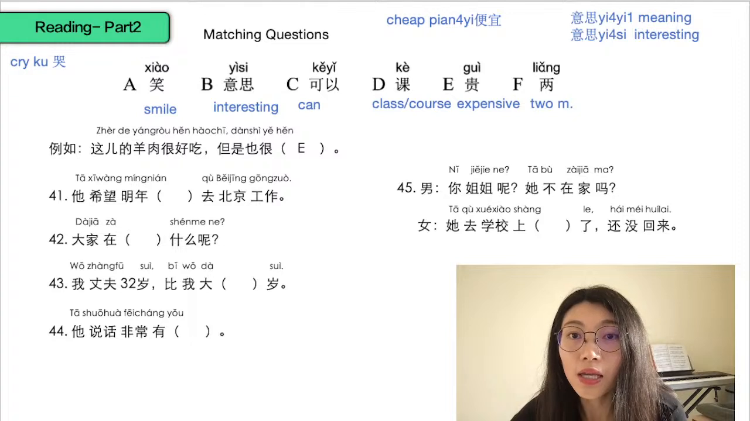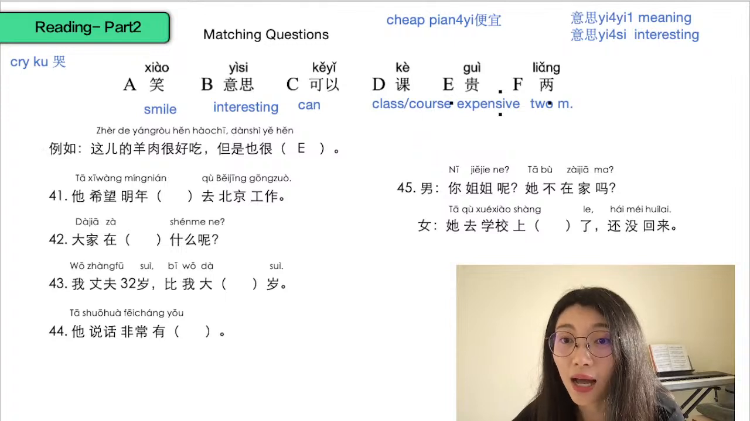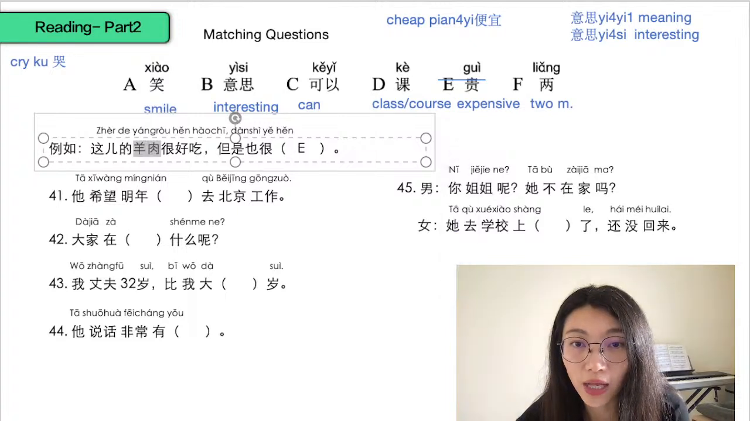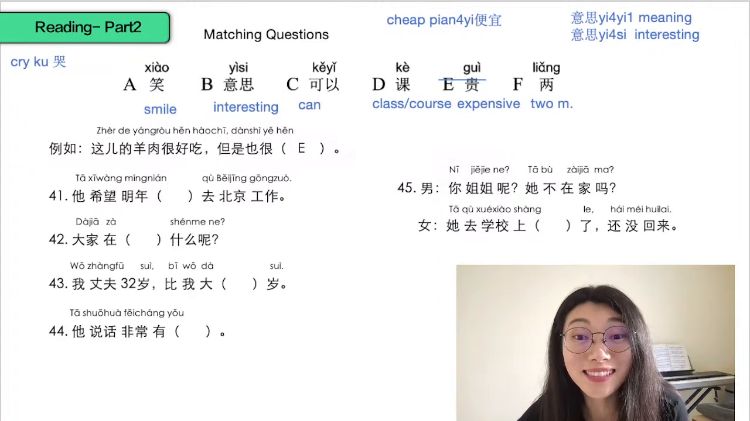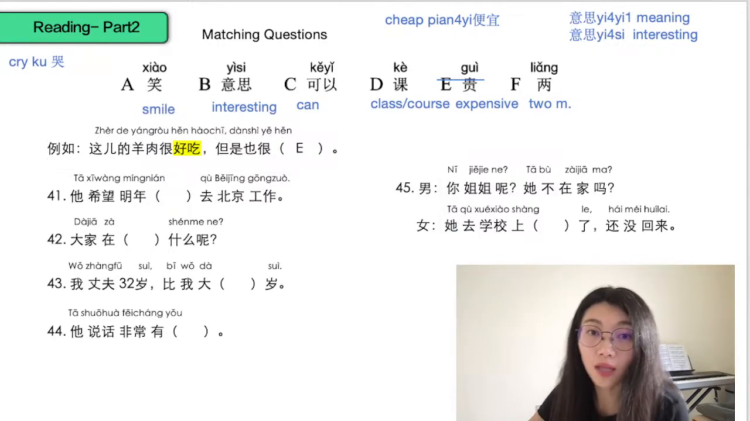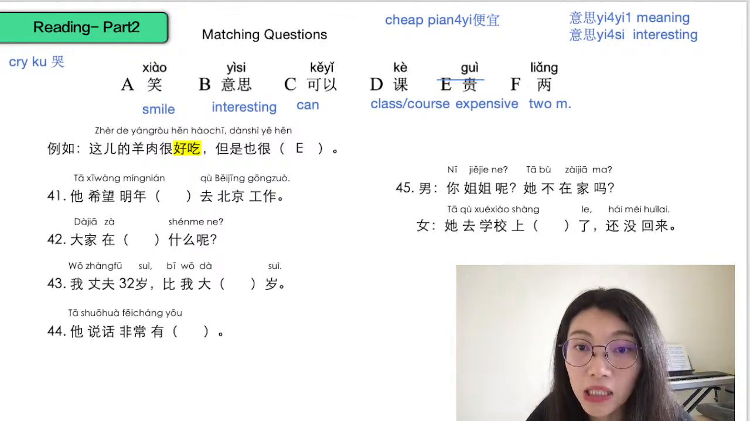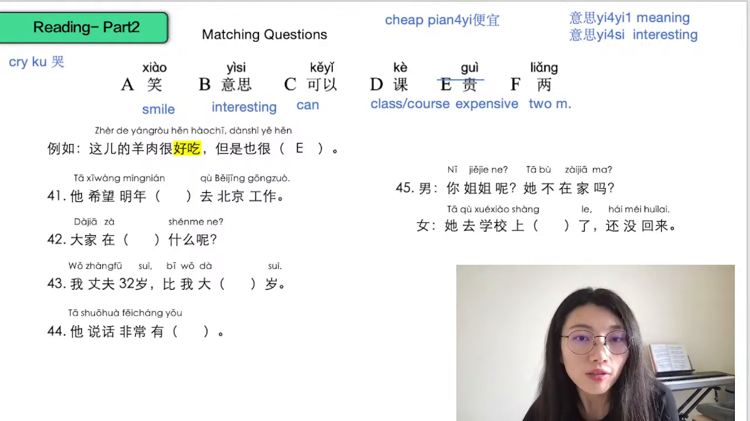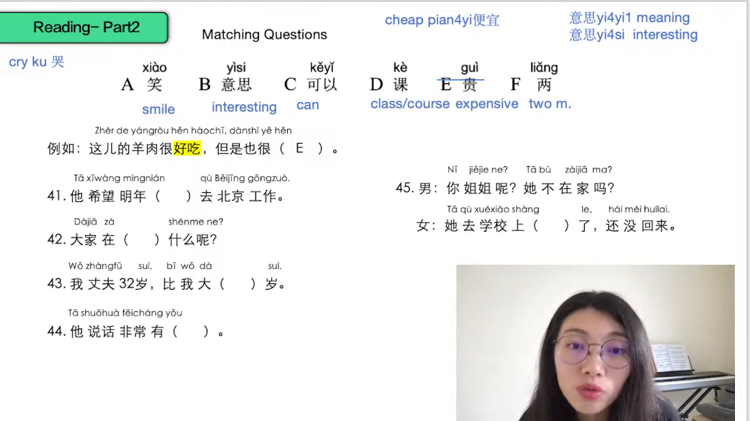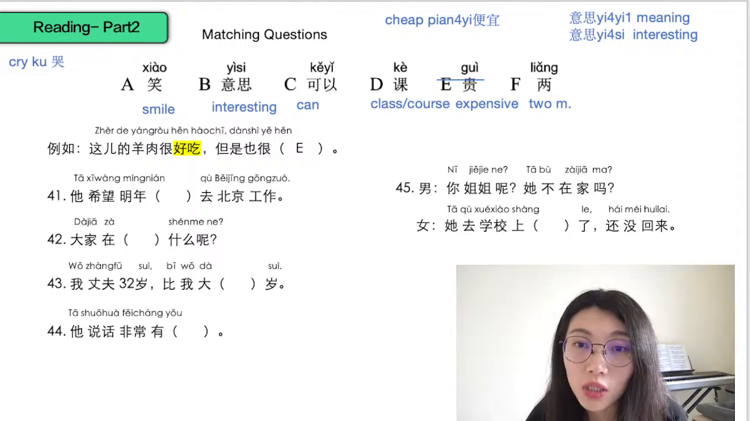Here, the example sentence is already chosen, 一贵很贵, so we don't look at it. 好，这儿的羊肉很好吃，羊肉 mutton is delicious. 好吃 is an adjective. Let's learn the adjective. 好吃, delicious. 好，但是也很贵, but expensive.